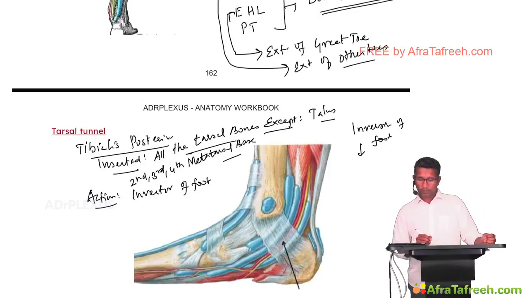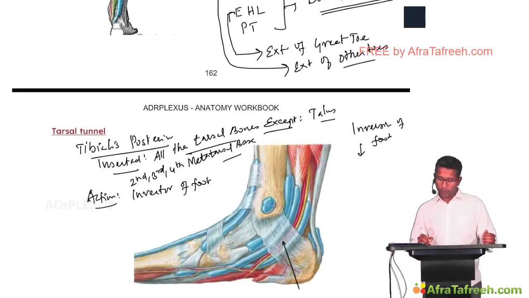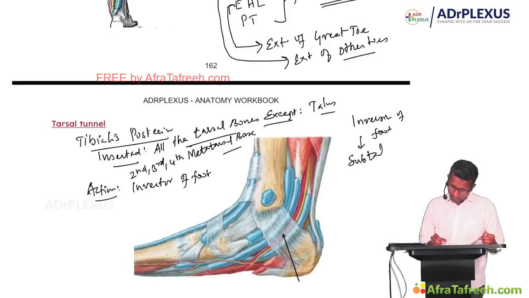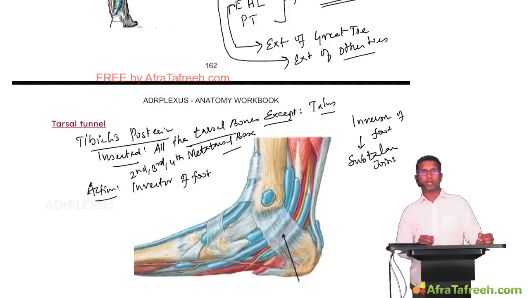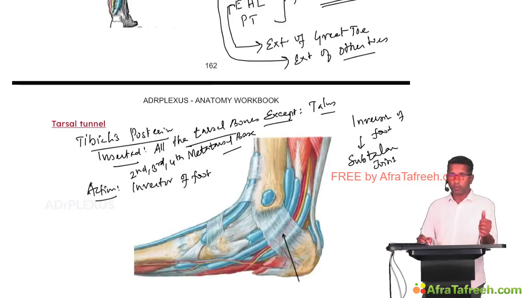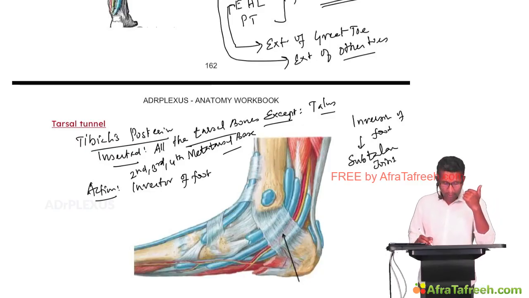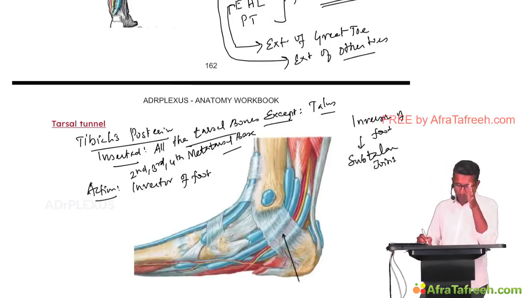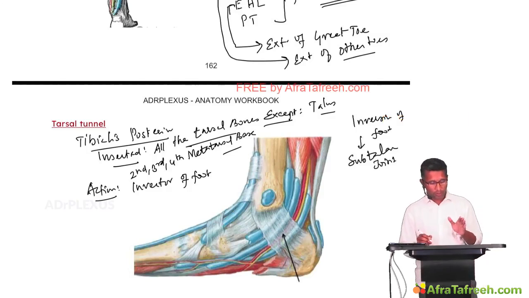Yes, so inversion of the foot takes place at a joint in the foot which is called the subtalar joint. Okay, guys, please remember there are two muscles which cause inversion of the foot. One is called tibialis anterior and another one is called tibialis posterior. They both cause inversion of the foot, and this inversion takes place at the subtalar joint. So this is about the tibialis posterior muscle.